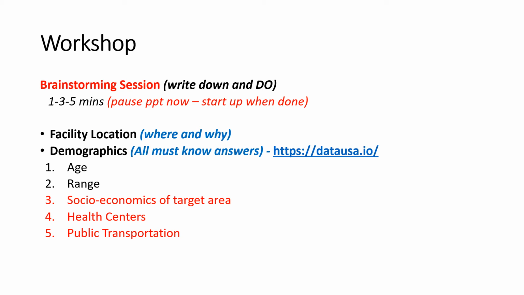So the workshop's really easy here. Let's go ahead and do that. Look at your facility location, select that now, and then look at those demographics using this link. What you want to talk about here is what's the average age or what's the age range of your main clients that you're going to get. When I'm talking about range, you typically don't want to go more than a range of 20 minutes or 20 miles outside of getting to your facility.